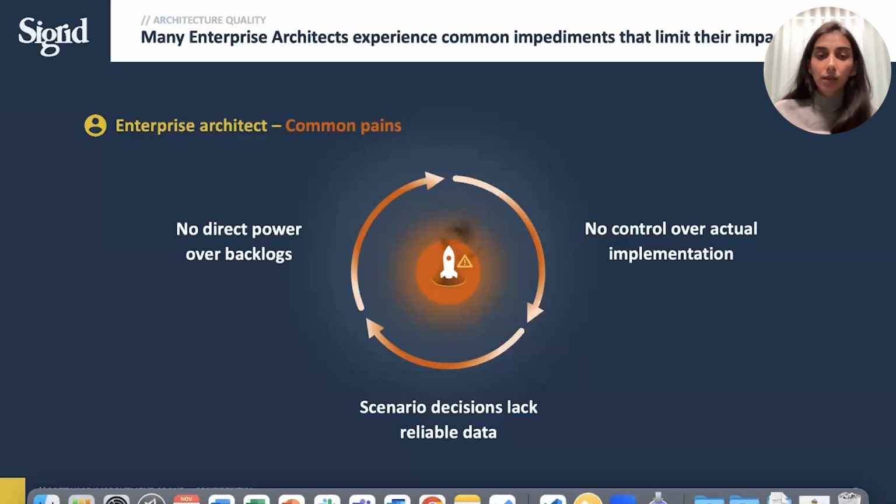If you ask them, they would probably be able to draw it, but they don't know how this looks in the implementation. So there's no picture that they can point to, coming automatically from the source code, that shows this is how my implemented architecture looks. The third problem was that they lack reliable data for scenario decisions.